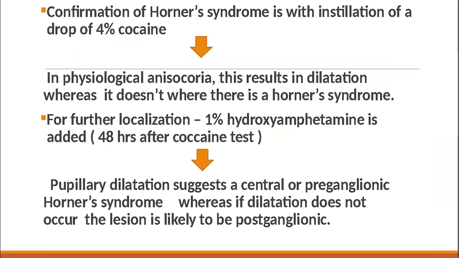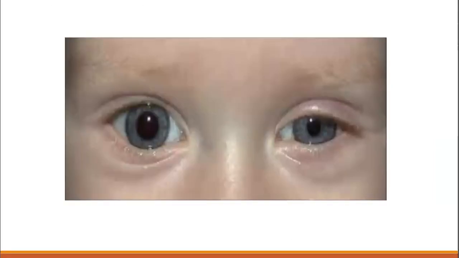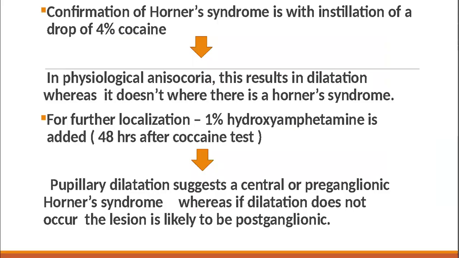So how do we confirm Horner syndrome? Let us go back to this slide. So here the right eye. How do we confirm Horner syndrome? We instill a drop of 4% cocaine in the affected eye. In physiological anisocoria, it results in dilatation. But if there is Horner syndrome, there is no dilatation. Again, if you want to localize further, then we can add 1% hydroxyamphetamine, and pupillary dilatation with 1% hydroxyamphetamine will suggest a central or preganglionic Horner syndrome, whereas the dilatation doesn't occur if the lesion is postganglionic, meaning posterior to the superior cervical ganglion.